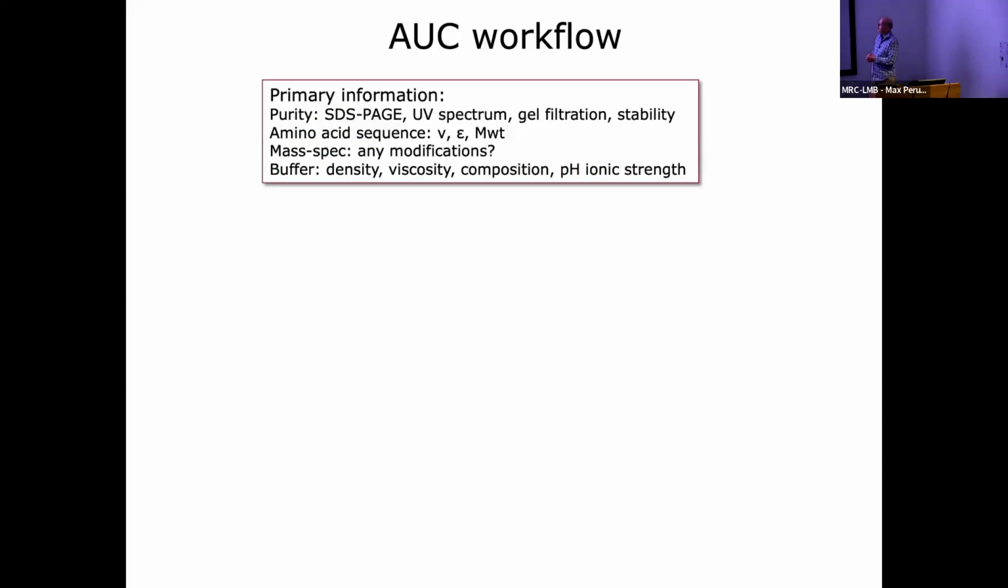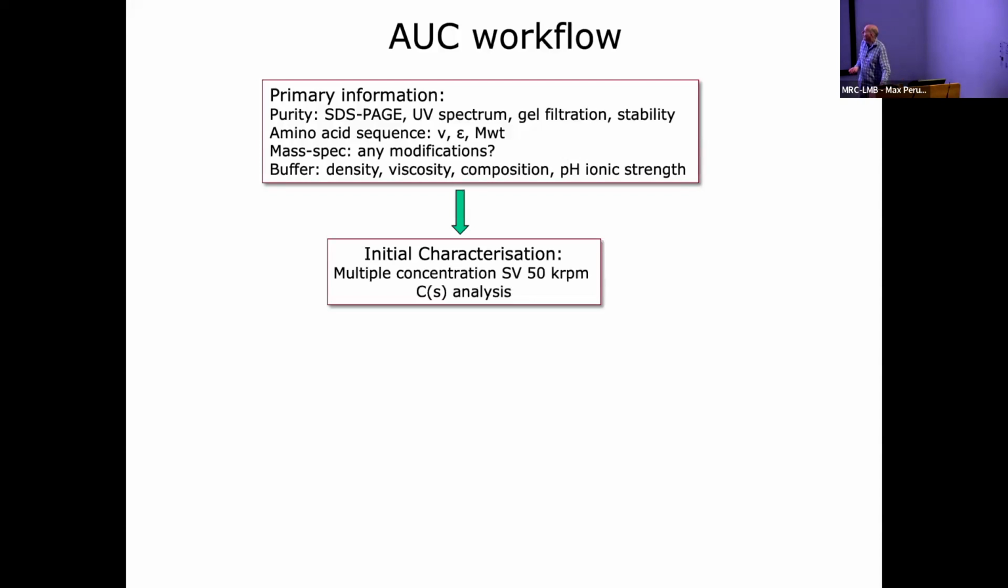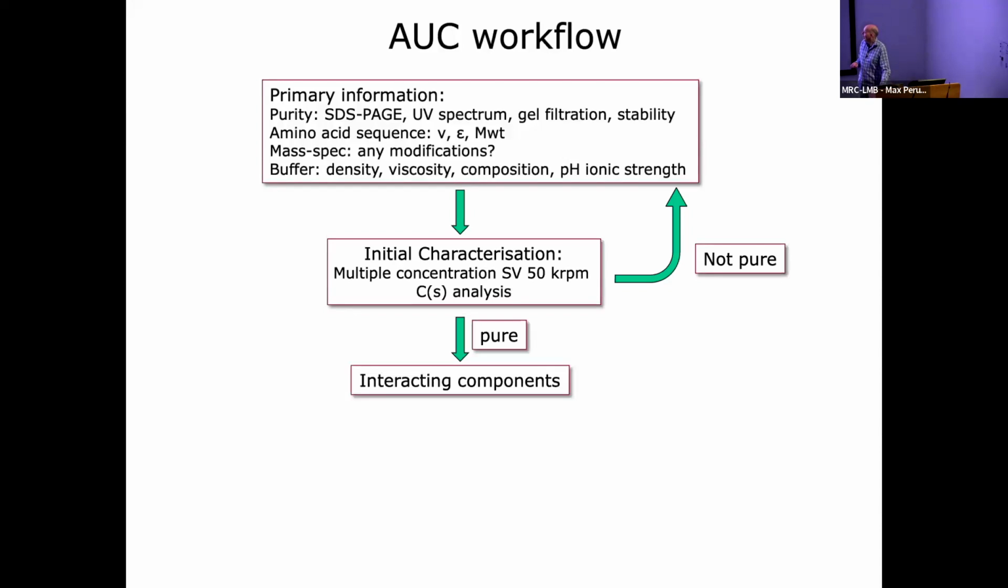Okay, so how do we do an experiment? The important thing is, of course, you need pure samples. You need to know what's in your sample. It's good to know what the sequence is, whether there are any modifications, and what your buffer components are. So usually, first of all, do a very hard spin velocity experiment and a CNS analysis. If you thought it was pure and it's really looking horrible, then you need to go back and maybe repurify.